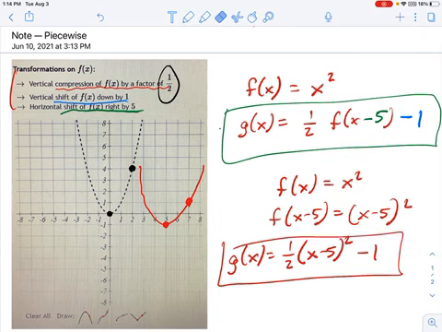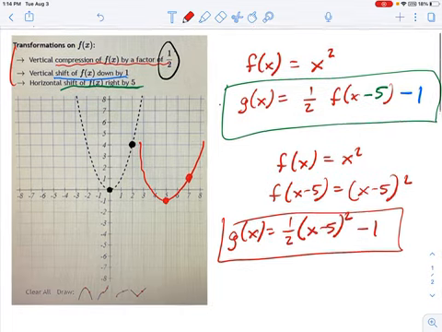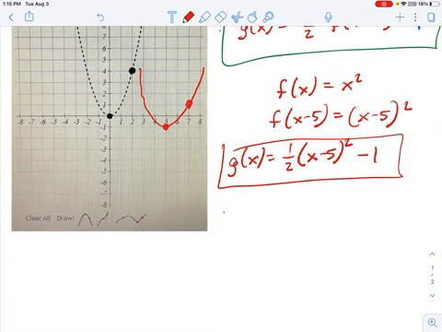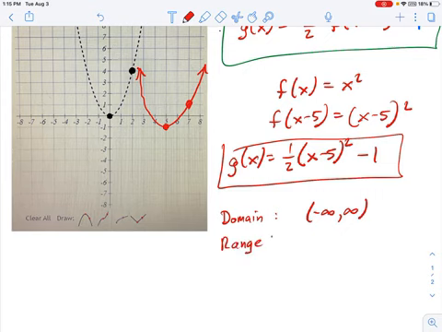Now, one more thing. Let's talk about domain and range. This should be pretty quick. Domain, if you think about all the x values that are allowed, it's everything, right? This thing is just going up into infinity, and that's going to be all the x values to the left, all the x values to the right. So this is just negative infinity to infinity, and the range is not 0 to infinity like the starting function. It's going to be -1 to infinity because the graph was shifted down.